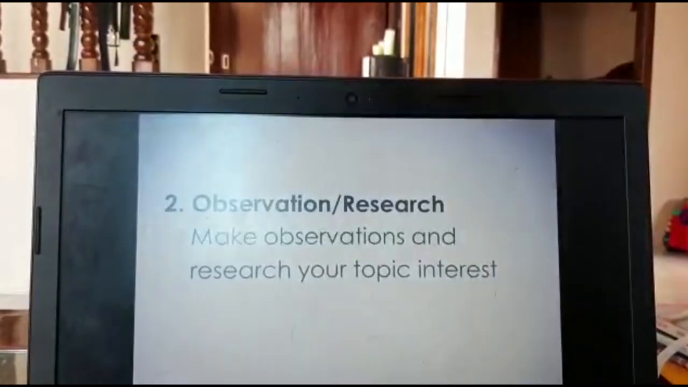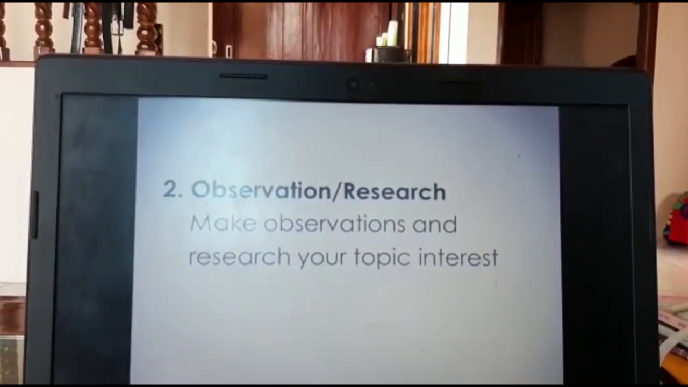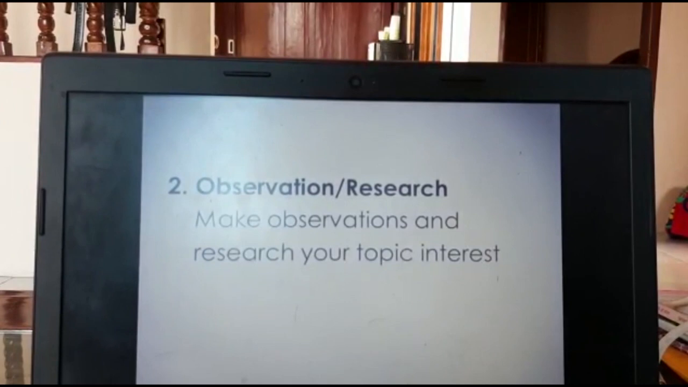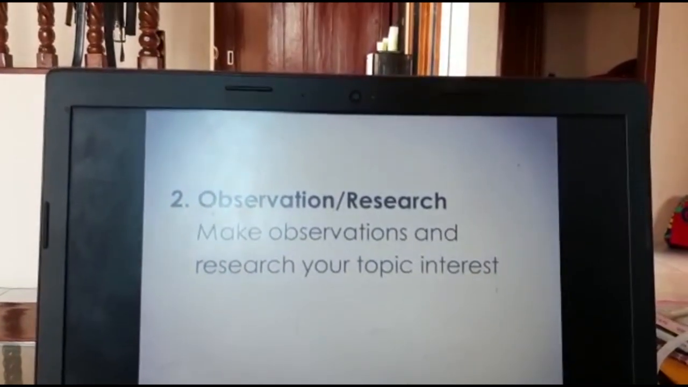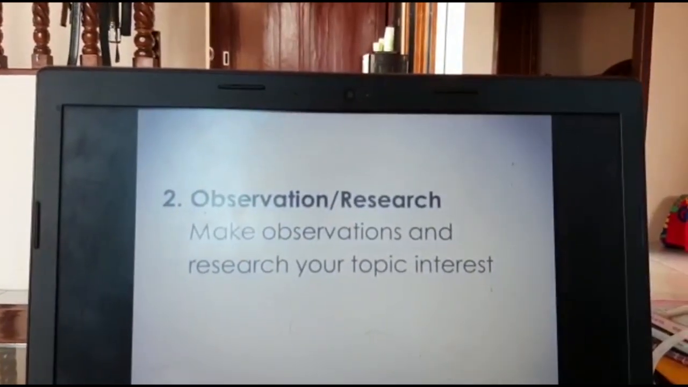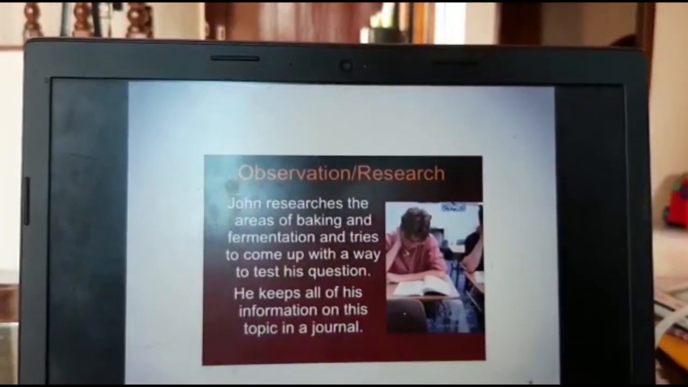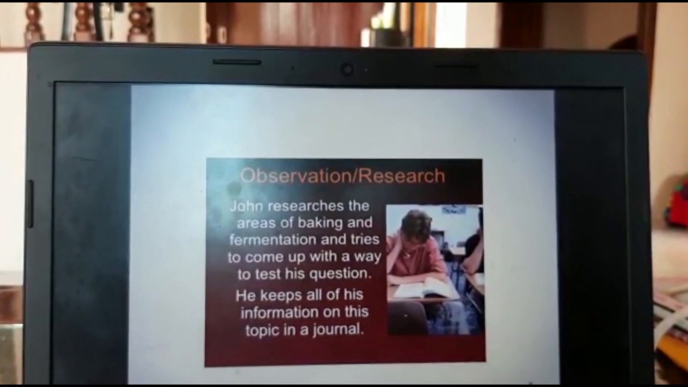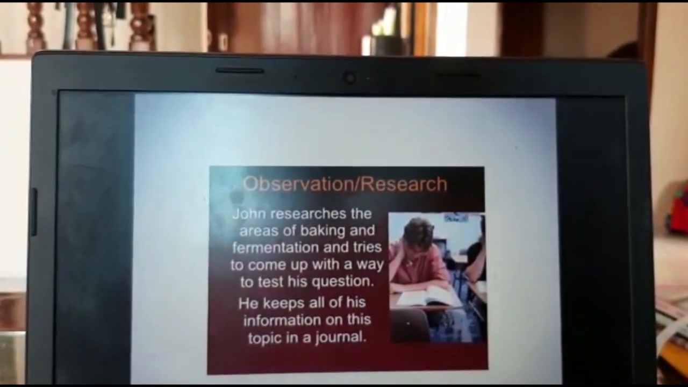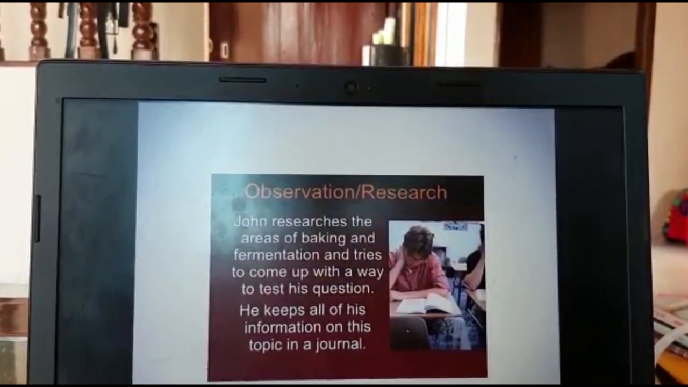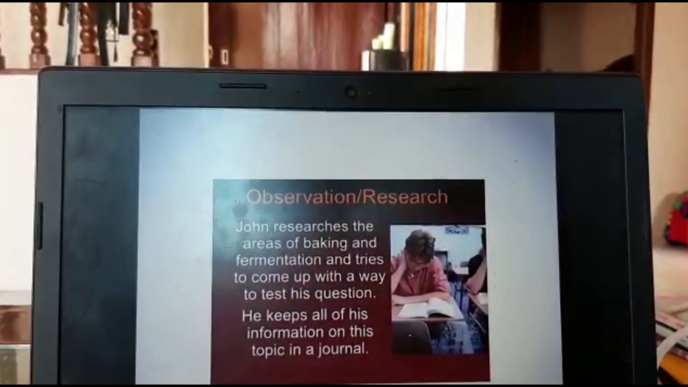Next is observation and research. Make observations and research your topic of interest. For the example, John researched the areas of baking and fermentation and tries to come up with a way to test his question. He keeps all of his information on this topic in a journal.